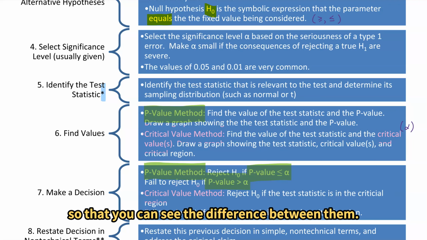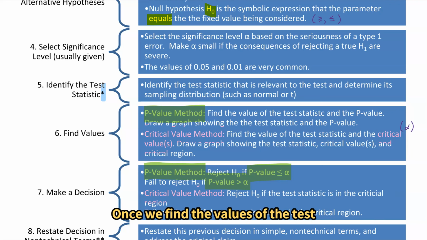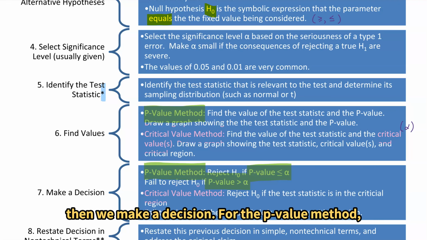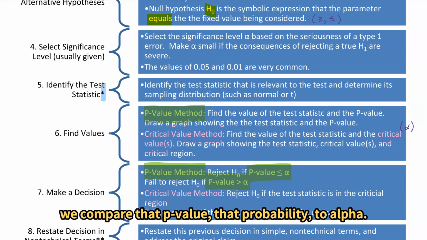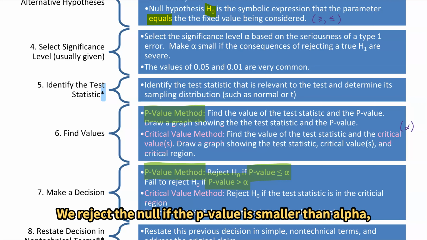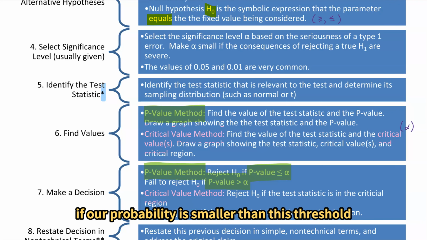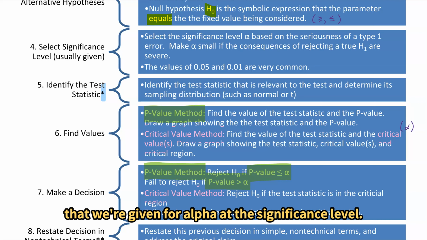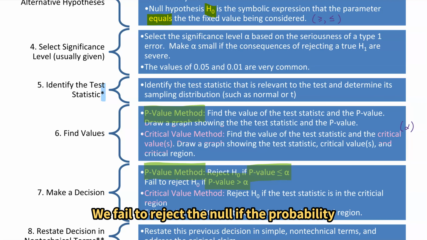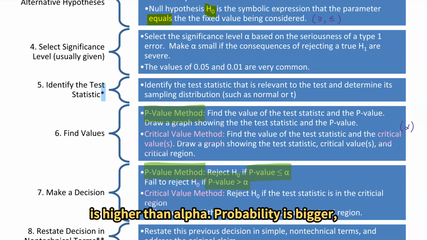Once we find the values, the test statistic, the p-value or the critical value, depending on which method we're using, then we make a decision. For the p-value method, we compare that p-value, that probability, to alpha. We reject the null if the p-value is smaller than alpha, if our probability is smaller than this threshold that we're given for alpha, the significance level. We fail to reject the null if the probability is higher than alpha. Probability is bigger, so it's more likely to happen.